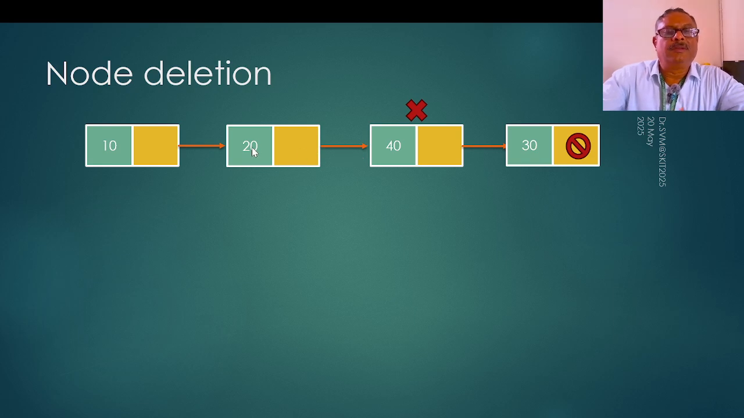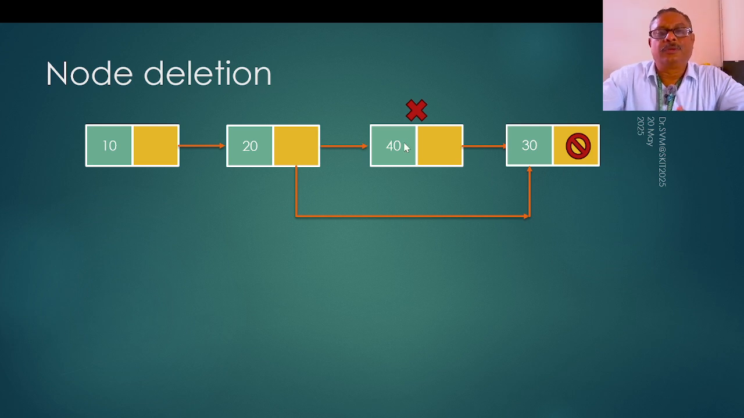Where are we? We are here. So from here we make a connection directly to this. How is this connection made? So we are here, and we know that the next node is the one which contains the value we are interested in. So we would like to delete this node.